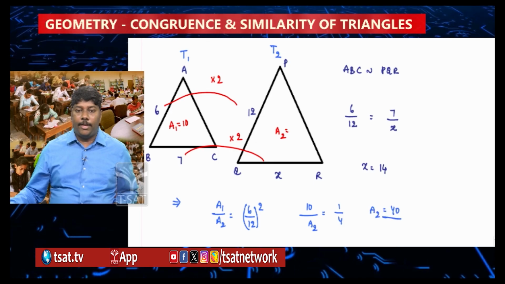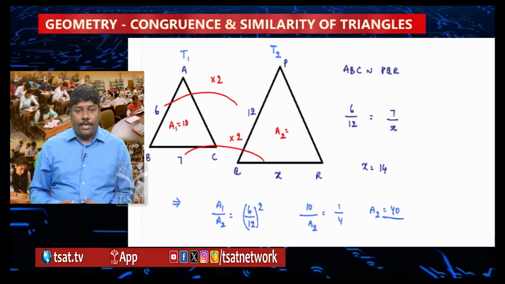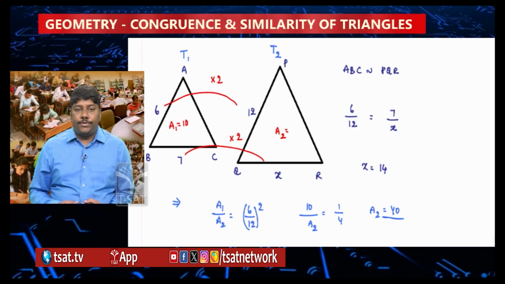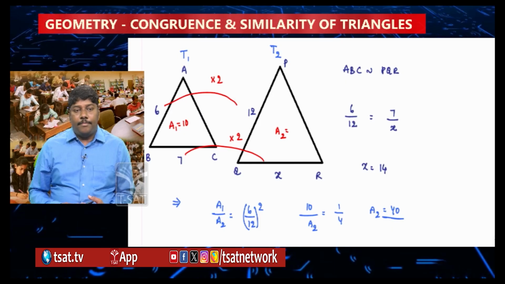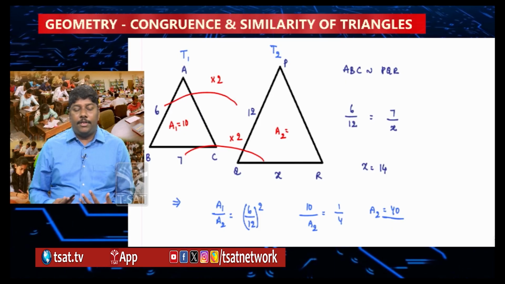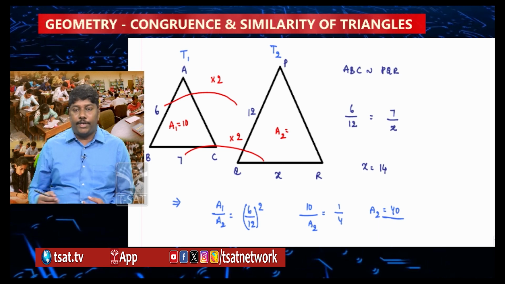I'm just giving you random values as areas. Area is equal to 10 and 40. These are random values here. So here you can observe the sides ratio is 1:2. Therefore, areas ratio is 1:4. Similarity may or may not happen in two different triangles. It can happen within a single triangle also, and it is very, very important.